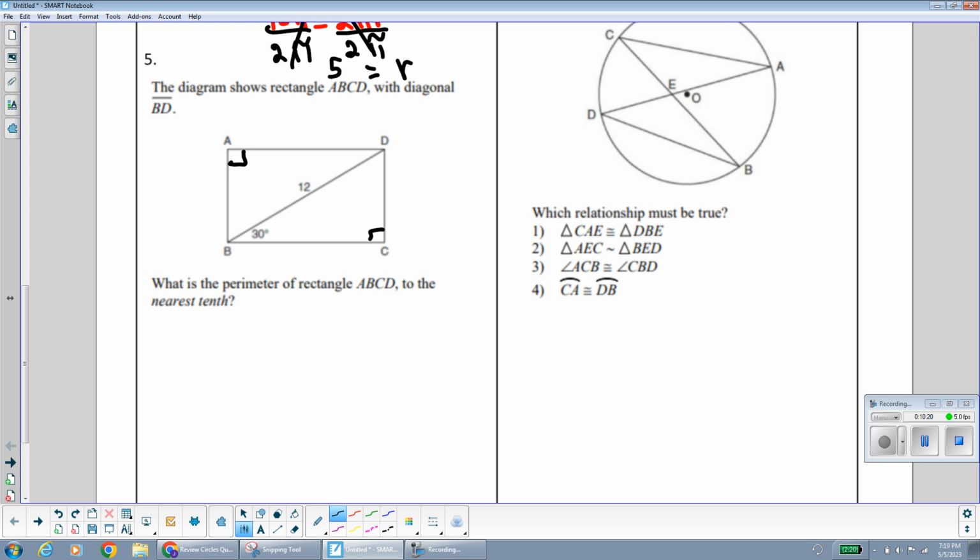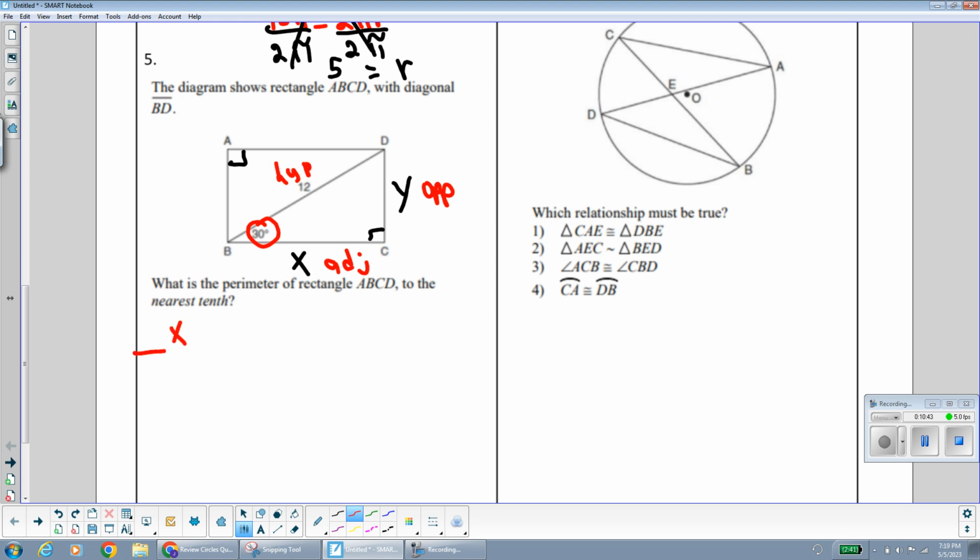And this is a review question. This is not on the circles unit. So I want to find this and I want to find this. So I'm just going to label them two different things. So if I focus on the 30-degree angle, this side would be opposite, this side would be adjacent, and this side would be the hypotenuse.